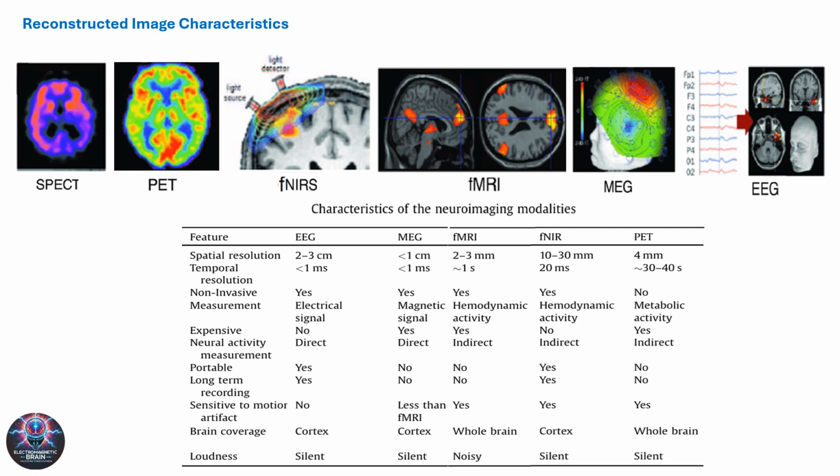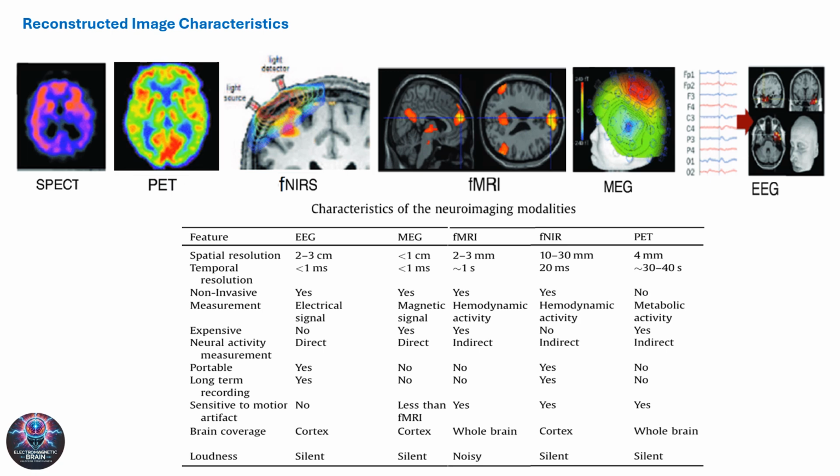Moving to the fNIRS image, we see a technique that uses near-infrared light to measure change in concentration, related to changes in blood oxygenation during brain activity. The spatial resolution of fNIRS ranges between 10 to 30 millimeters, and its temporal resolution is about 20 milliseconds, making it suitable for measuring hemodynamic activity in real time. This technique is particularly valuable for its non-invasive nature.